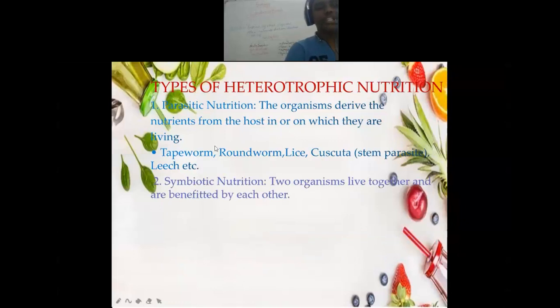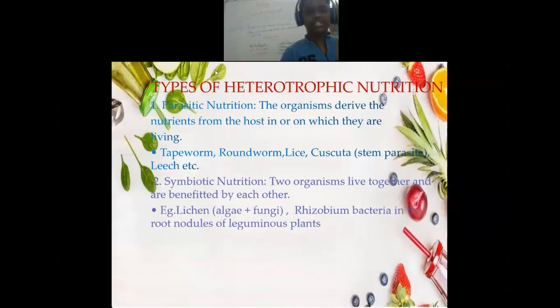Then symbiotic nutrition. In symbiotic nutrition, there is mutual benefit found. No organism is at a loss. Each and every organism, the two organisms, are mutually benefited. So two organisms live together and are benefited by each other. Examples are leguminous plants and Rhizobium bacteria, and lichens, which are algae plus fungi.